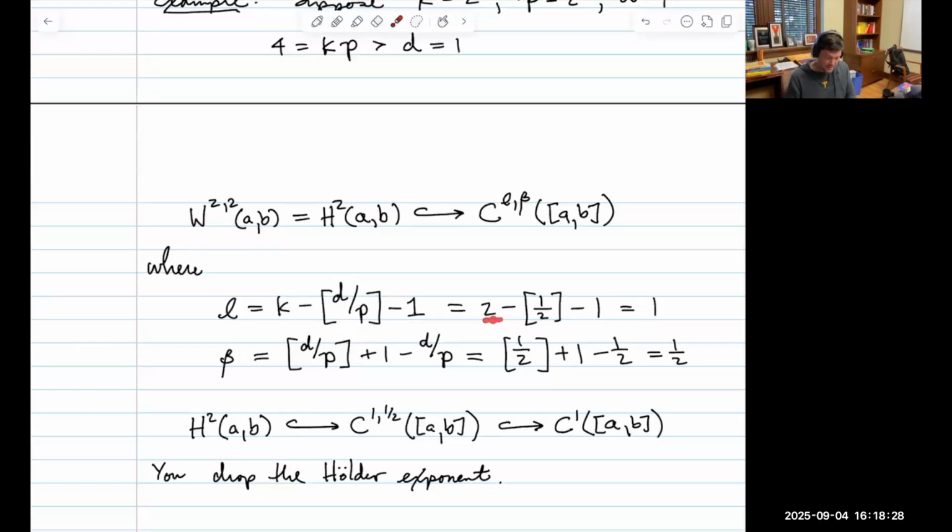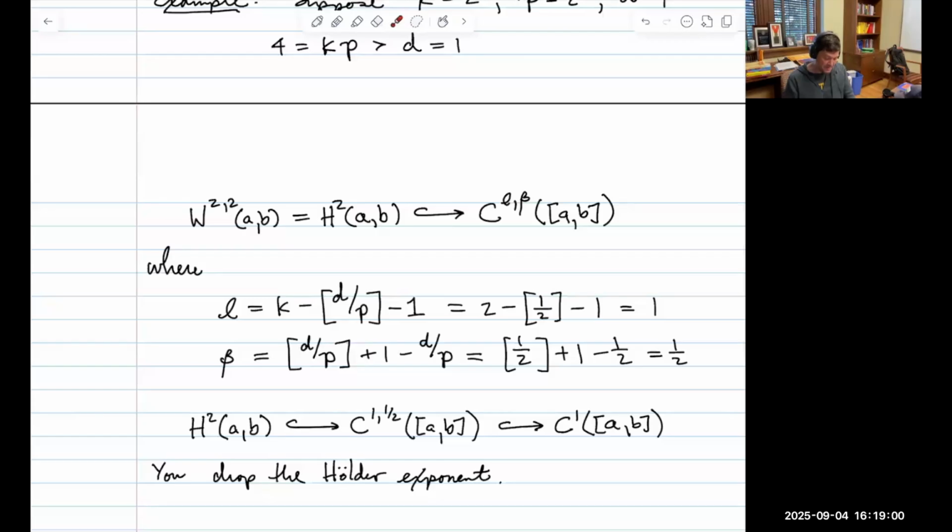So k is equal to 2. d over p is equal to a half. The largest integer less than or equal to a half is just 0. So we do 2 minus 0 minus 1, and that, of course, just gives us 1. So that's what L is. L is 1. And what is beta? According to our theory, it's the largest integer less than or equal to d over p, plus 1, minus d over p.